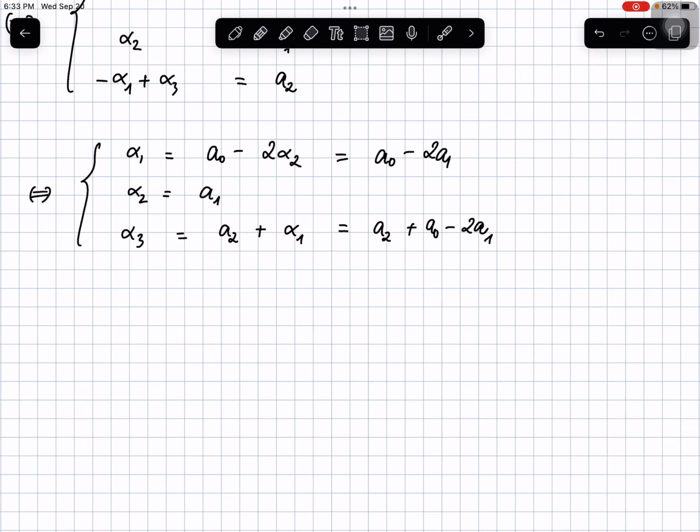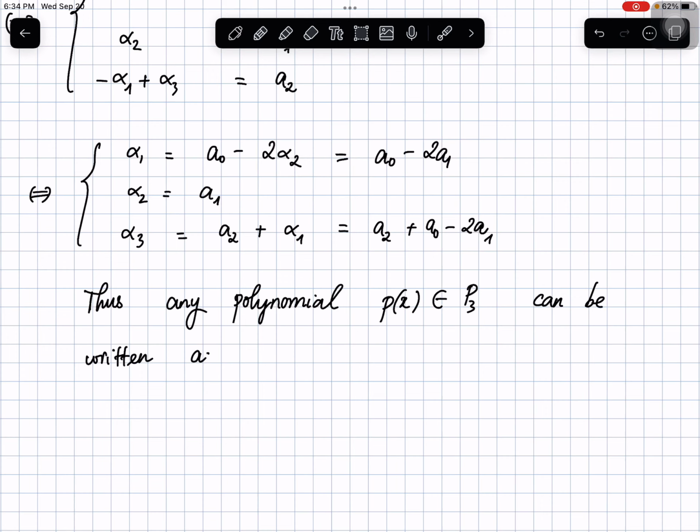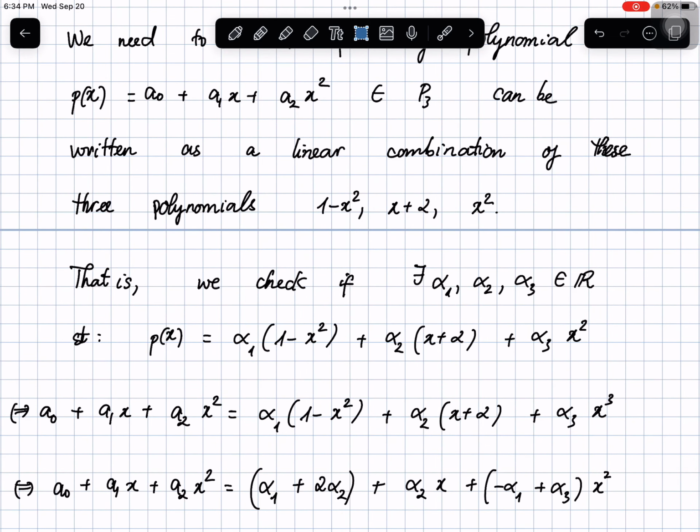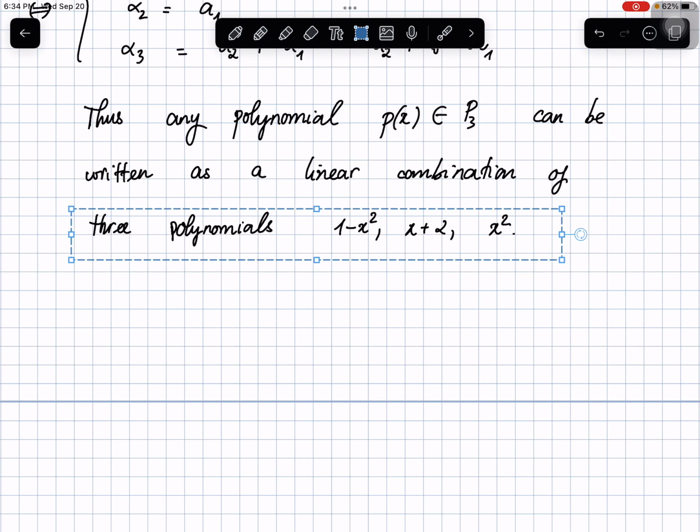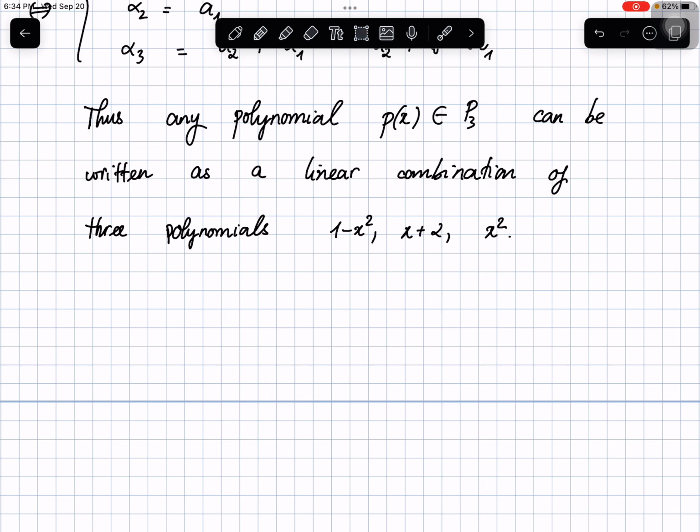any polynomial p(x) in P3 can be written as a linear combination of the three given polynomials. Therefore, these three polynomials span P3.